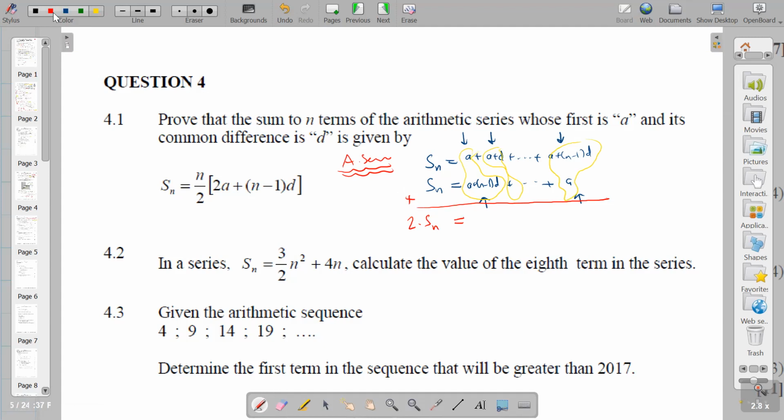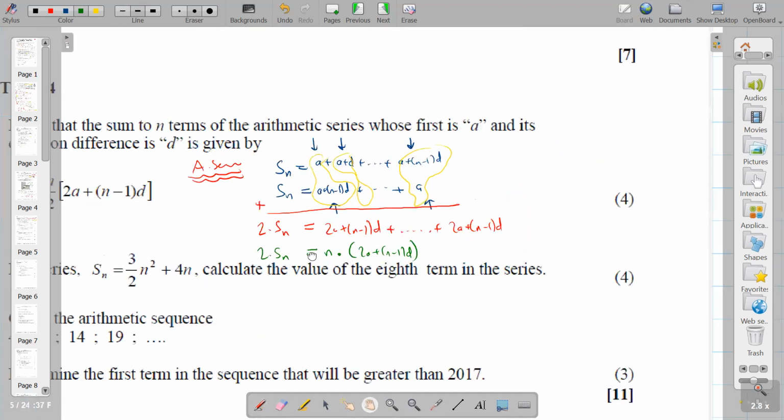Each one we add gives us the same thing, which is 2a plus (n minus 1)d. So we will be adding 2a plus (n minus 1)d how many times? How many terms do we have? That many times. There are n times. So that's why the right side becomes n times (2a plus (n minus 1)d). And that gives the formula, because when you divide both sides by 2, you get what they want. So that's the arithmetic sequence idea.